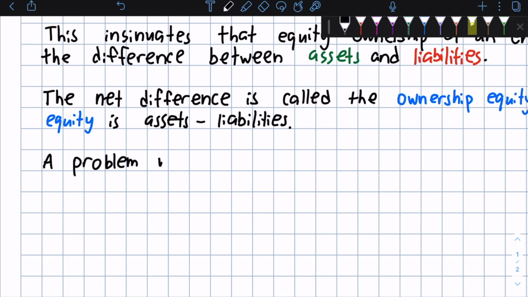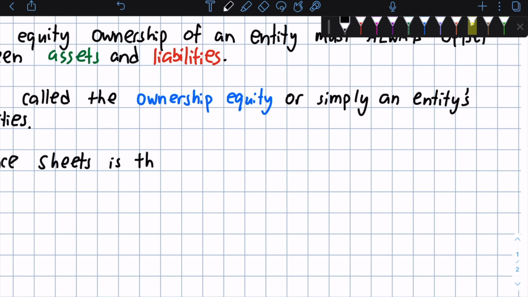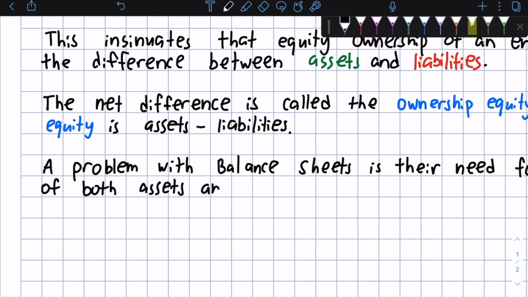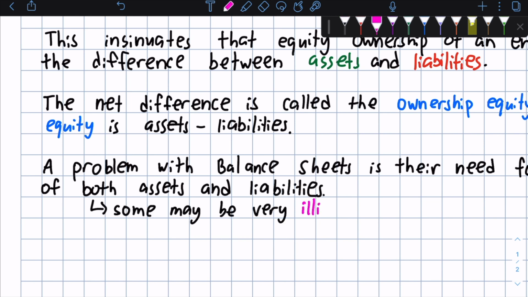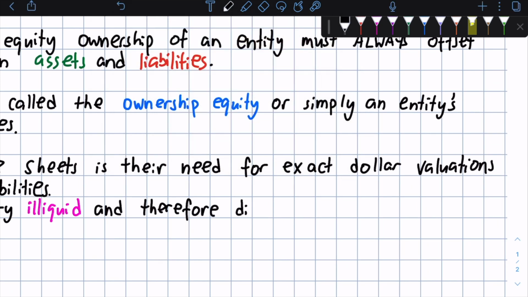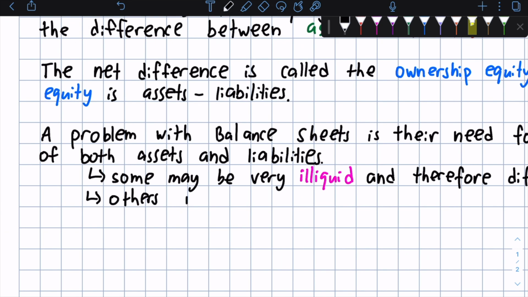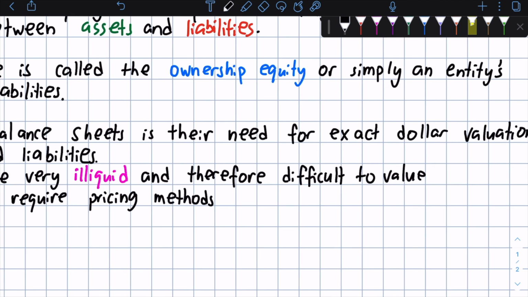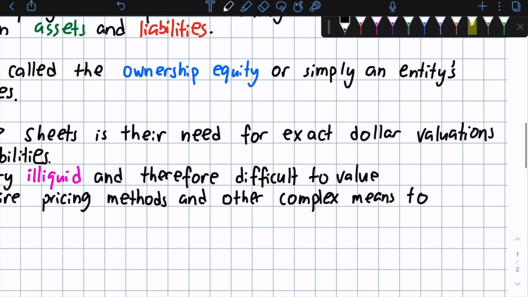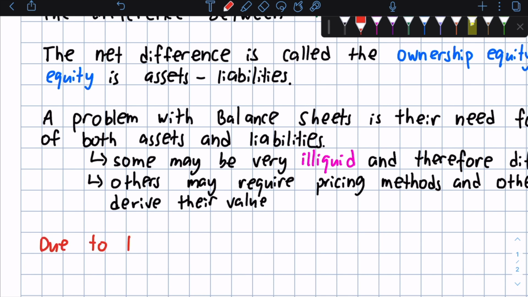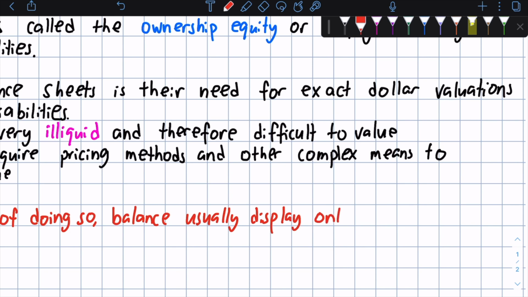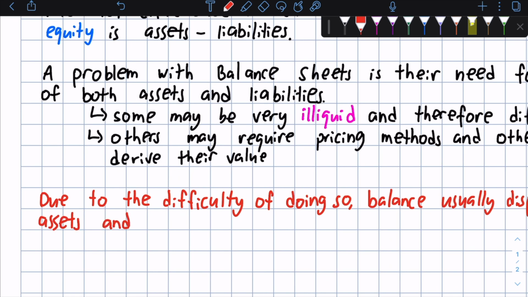So a common problem with balance sheets is their need for an exact dollar valuation of both the asset and liability in question. Some are very illiquid and are hard to value, which poses problems for this. And others may require pricing methods and other complicated formulas in order to derive their true value. So due to the difficulty of doing so, balance sheets usually display only cash or liquid assets and liabilities to keep things simple.